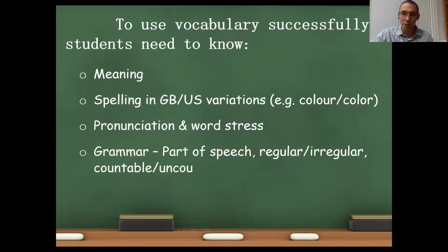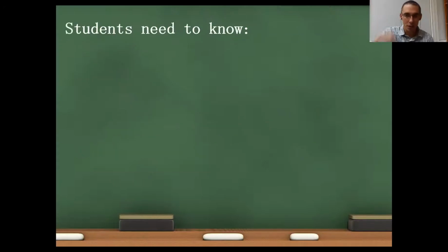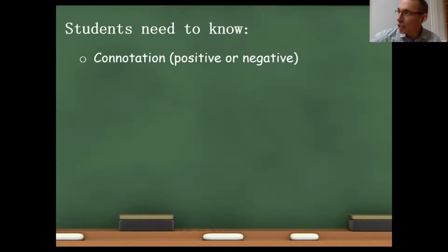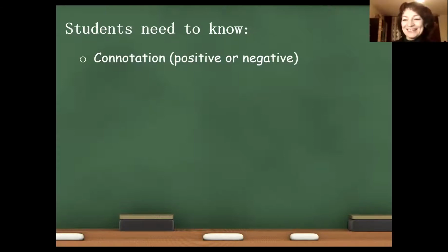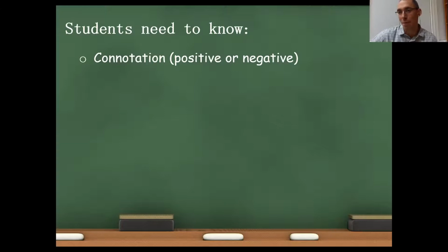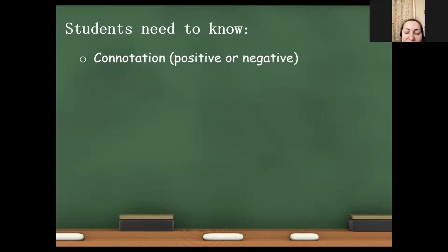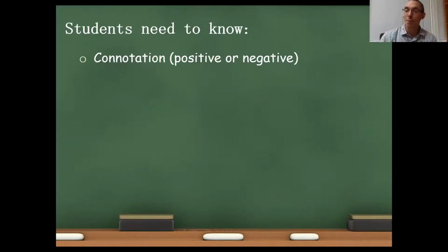Grammar, how can you use it? Regular, irregular verb, countable, uncountable, part of speech. Those are things we need to know. Connotation, what is connotation? Positive or negative? For example, the difference between the word plump and fat. Which one is negative? Fat, of course. Fat is negative, but plump can be more positive.